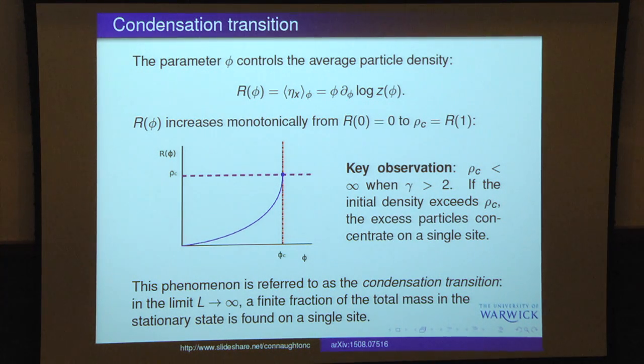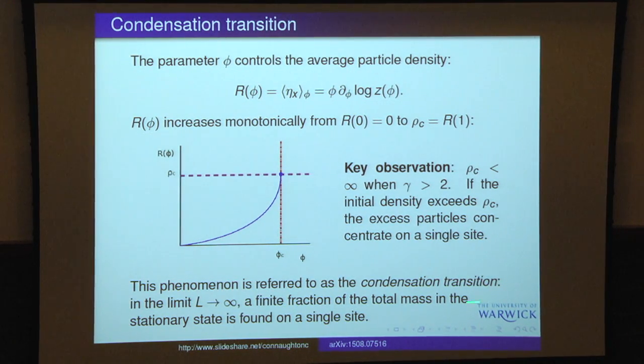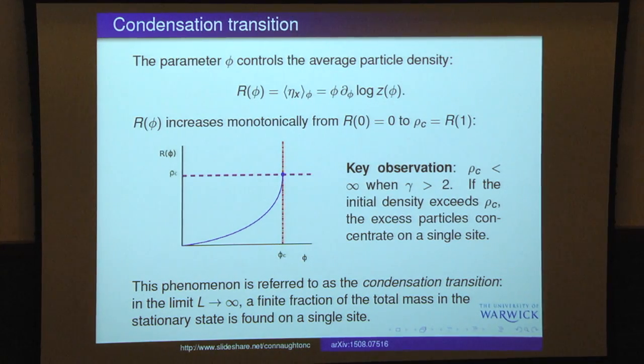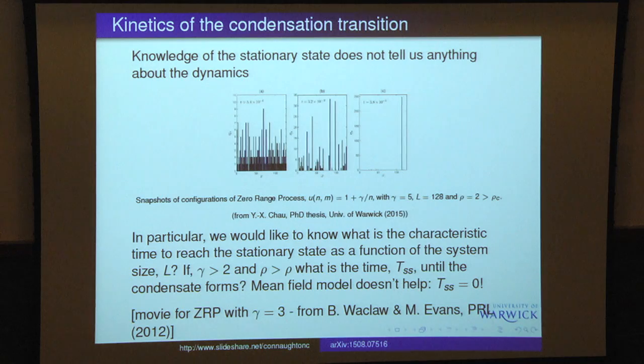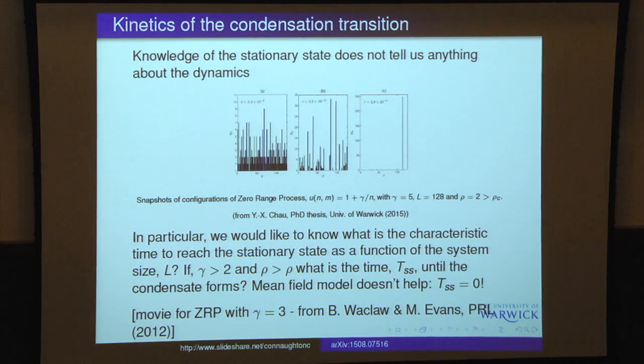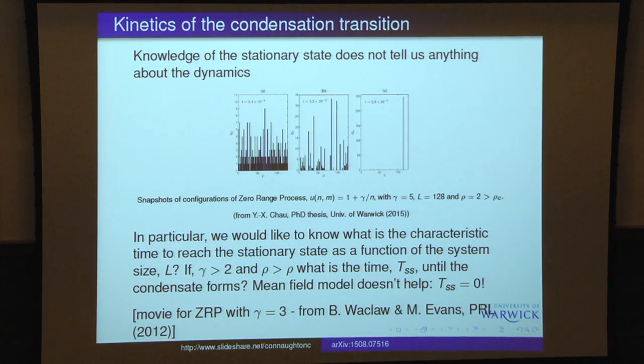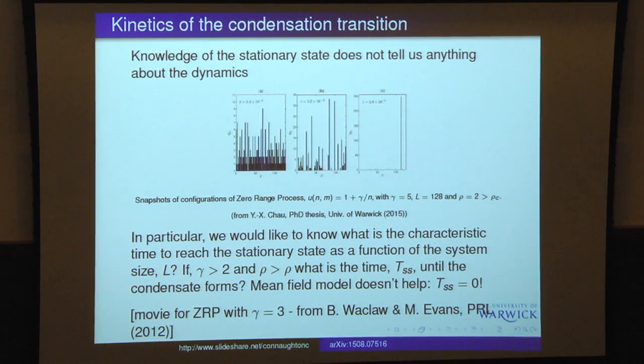This transition, which happens as you increase the chemical potential, is referred to as the condensation transition. Some finite fraction of the total mass in the steady state is found on a single site. However, knowing the steady state doesn't tell us anything about the kinetics of this transition, and that's what I'm interested in.